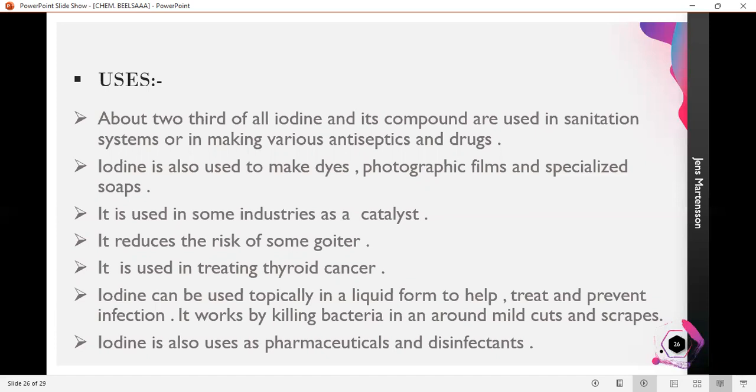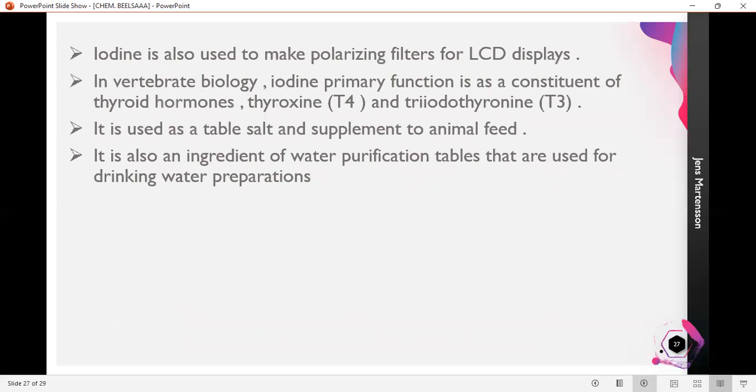Iodine can be used topically in liquid form to help treat and prevent infection. It works by killing bacteria in and around mild cuts and scabs. Iodine is also used as a pharmaceutical and disinfectant. Iodine is also used to make polarizing filters for LCD displays. In vertebrate biology, iodine's primary function is as a constituent of thyroid hormones, which are T4 and T3. It is used in table salt and as a supplement to animal feed. It is also an ingredient of water purification tablets that are used for drinking water preparation.